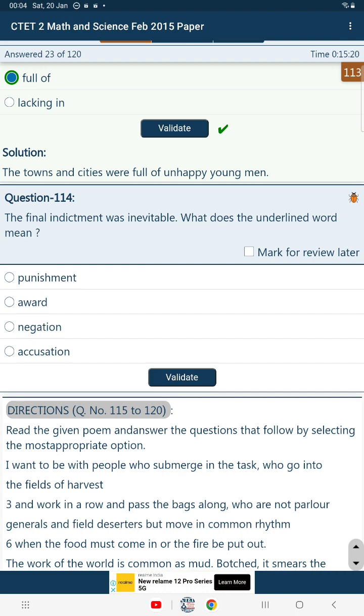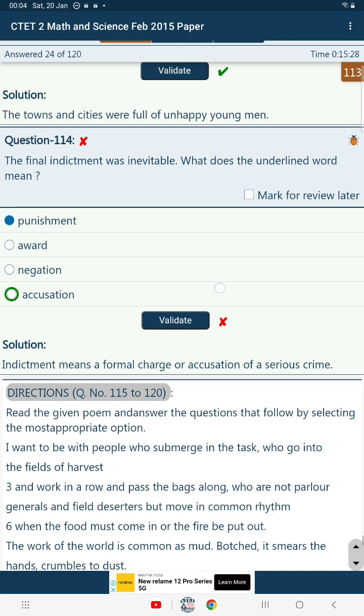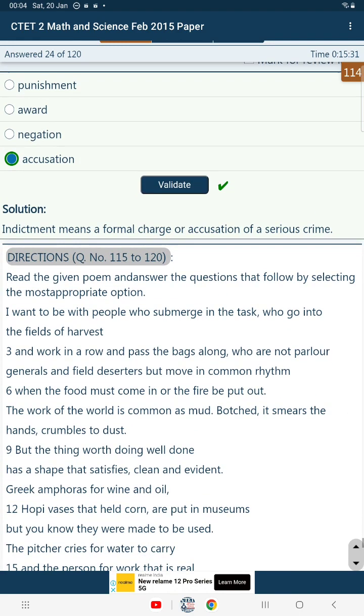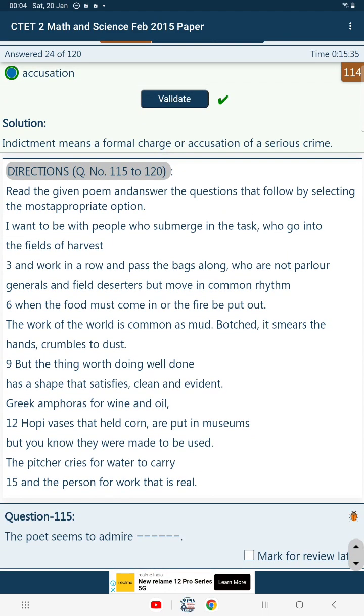The final indictment was inevitable. What does the underlined word mean? Punishment? No. This is the accusation. Indictment means a formal charge, an accusation of a serious crime.